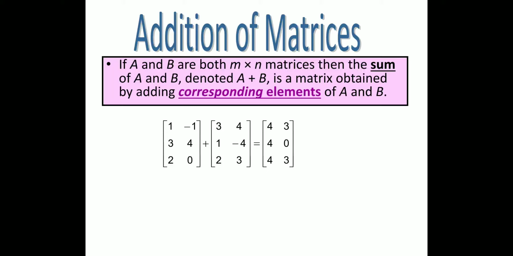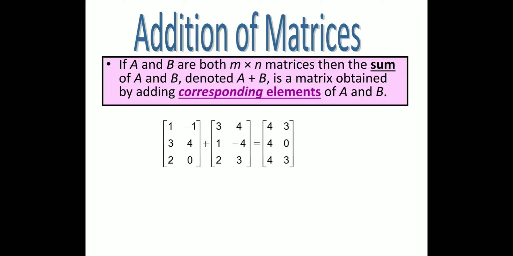Yes, it is 3 by 2. What is the order of the second matrix? It is also 3 by 2. So they have the same order, then we can add them.